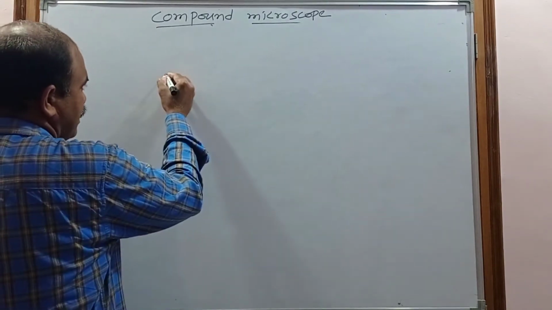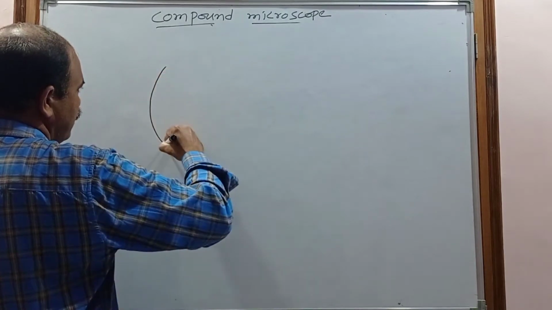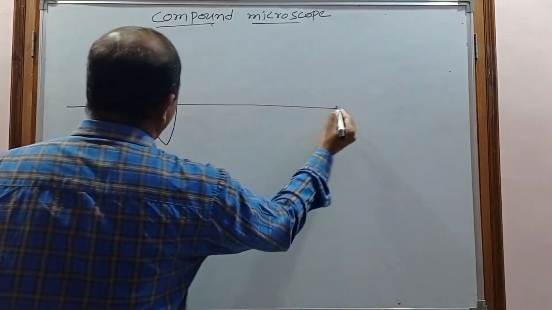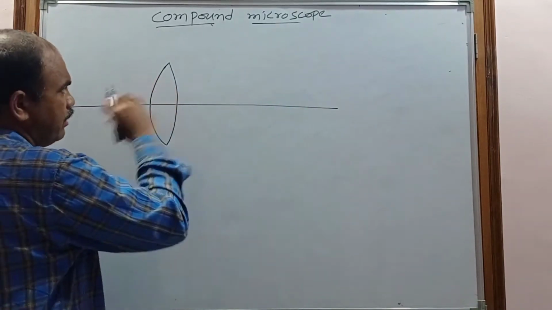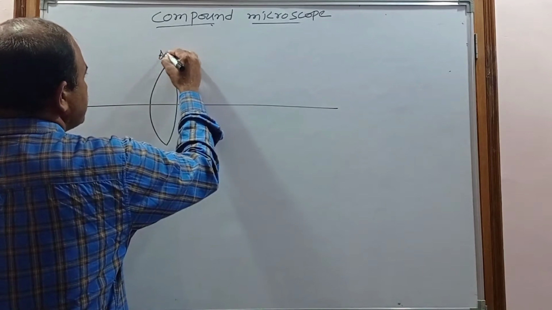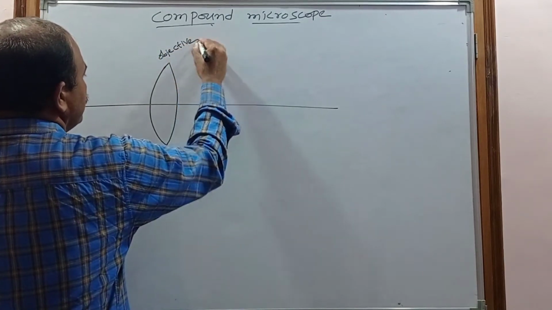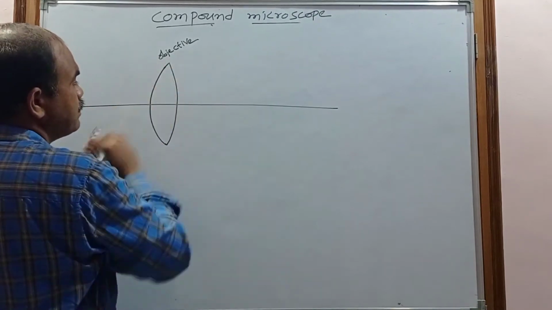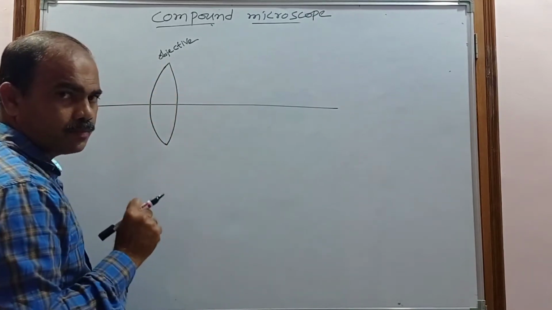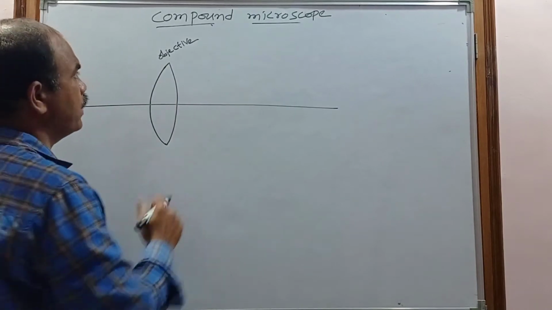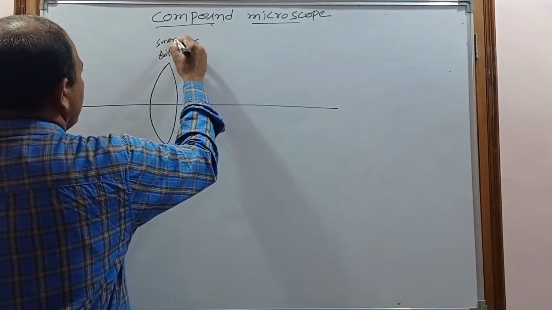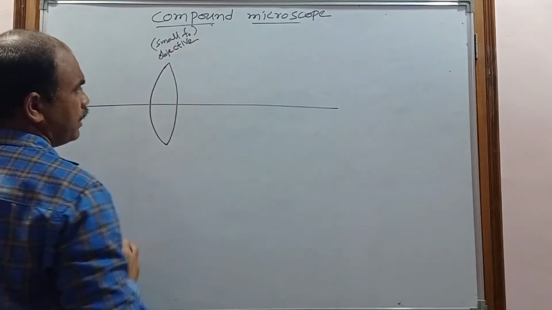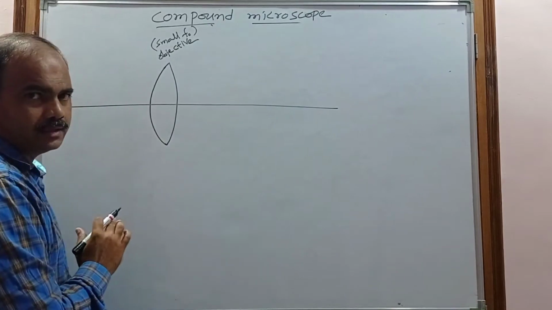The convex lens which is towards the object will be called the objective, and it has a small aperture as well as a small focal length. Now consider the focal length of this objective to be f0. It has a small focal length.